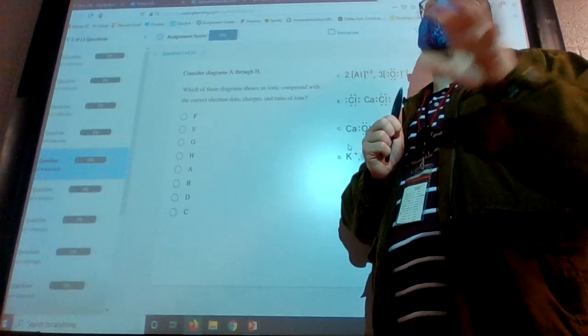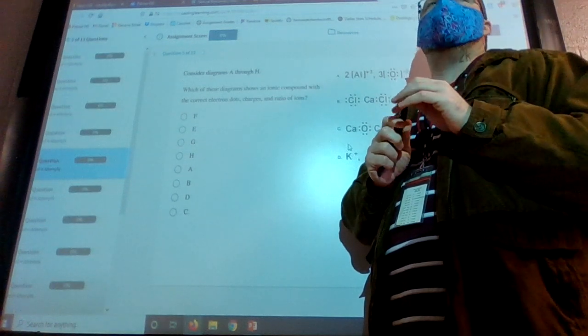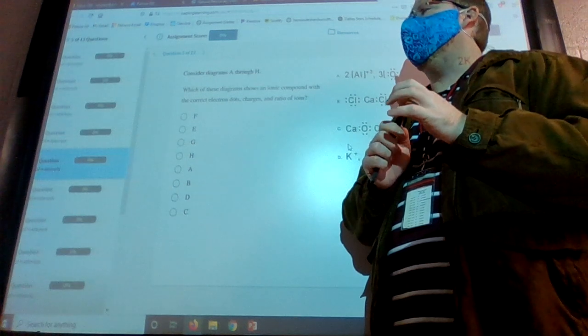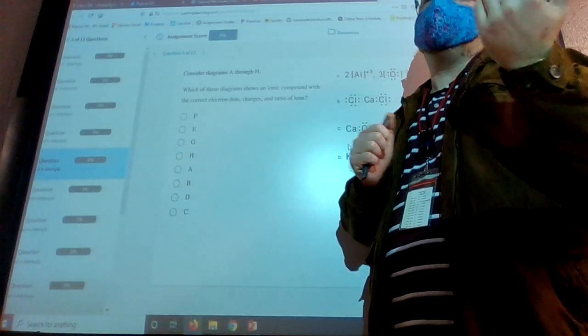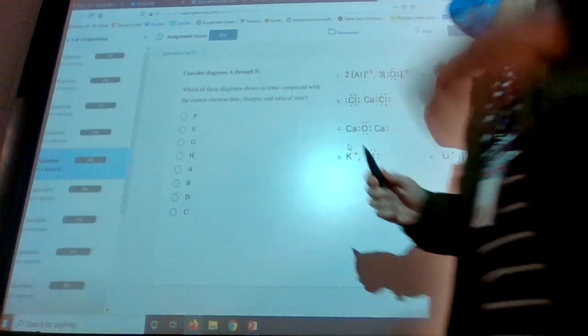But hopefully we don't actually go that quickly because we're getting closer and closer to stoichiometry. And if y'all have to learn stoichiometry at home, it's going to be pretty difficult. So we'll see how this goes.